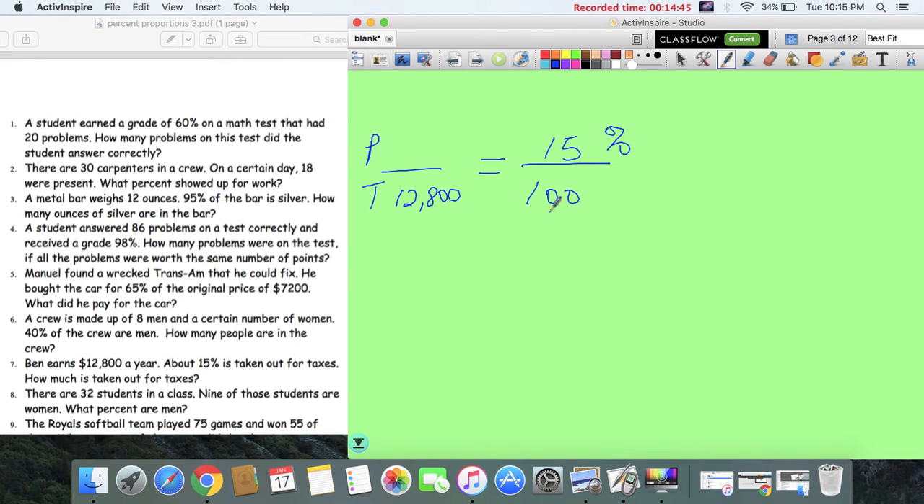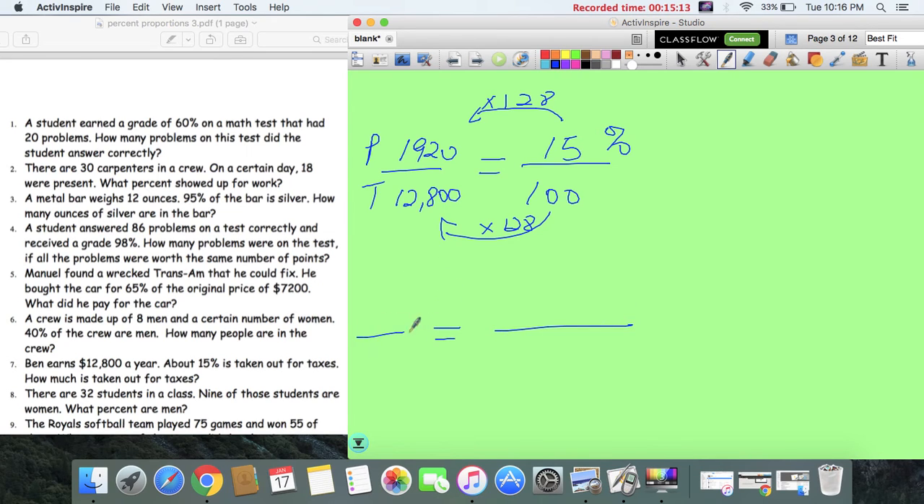Well, let's find out. So there is the relationship, times 128, right? So on top is going to be times 128, and 15 times 128, according to my phone, is 1,920. So if he makes $12,800, 15% of that is 1,920, which is his tax portion.